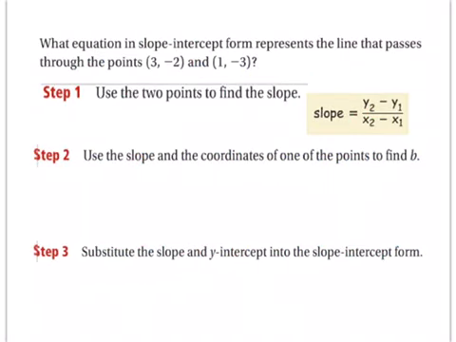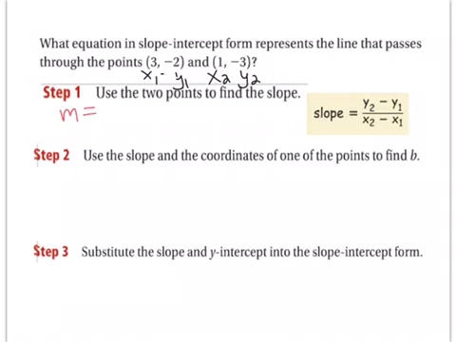Okay, so let's try another one. What equation in slope-intercept form represents the line that passes through the points 3, -2, and 1, -3? So right away, I'm going to label my points x1, y1, x2, y2. I just have 2 points. I don't have a slope, so we can't use slope-intercept form without the slope. So step 1 is let's find the slope.